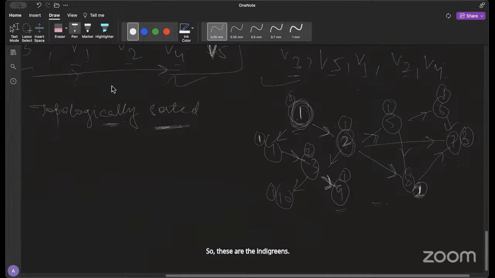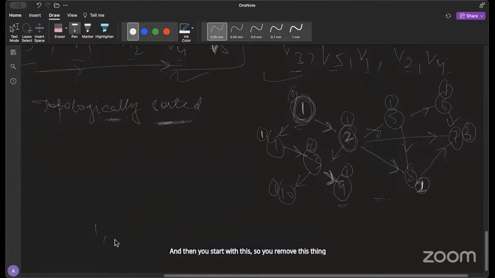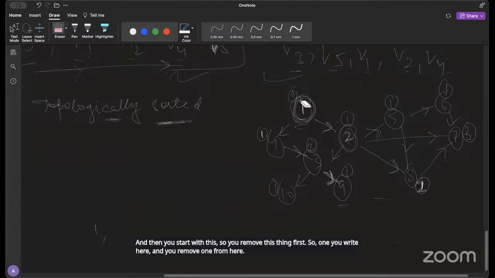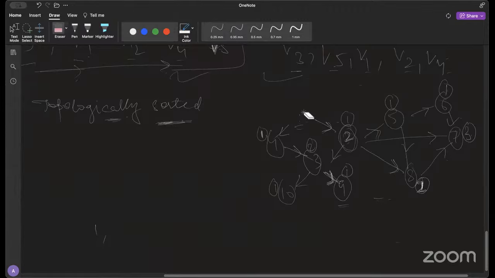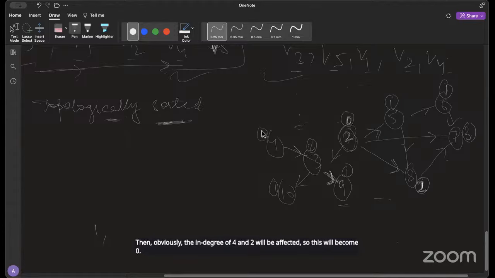And then you start with this. So you remove this thing first. So you write 1 here and you remove 1 from here. So remove this thing and these arrows too. Then obviously the in degree of 4 and 2 will be affected. So this will become 0 and this will also become 0.